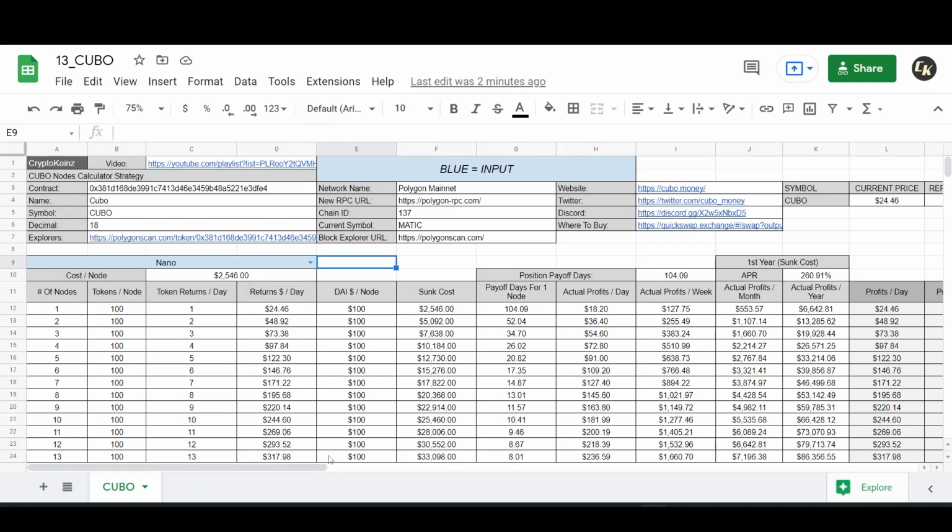That is CUBO protocol. I'm always intrigued by DeFi projects and the structure and the way they're trying to create a product that has longevity. This project has a lot of interesting aspects to it, and that's CUBO in a nutshell.